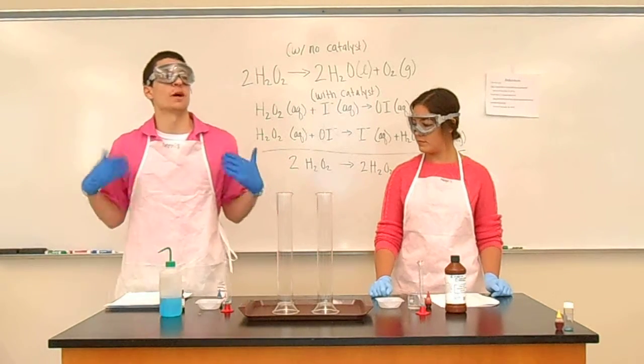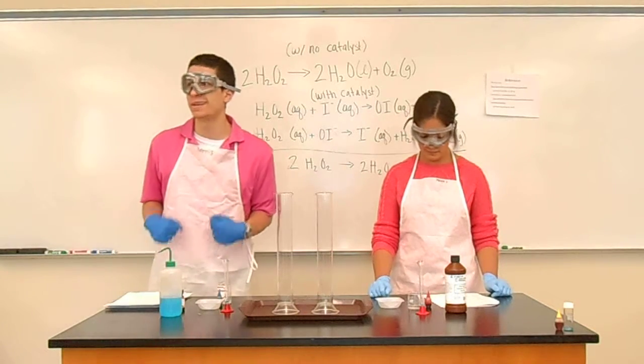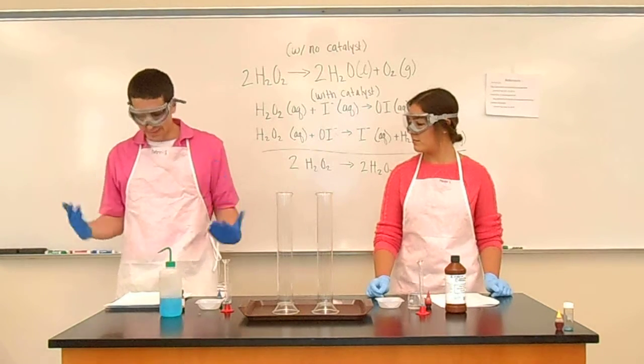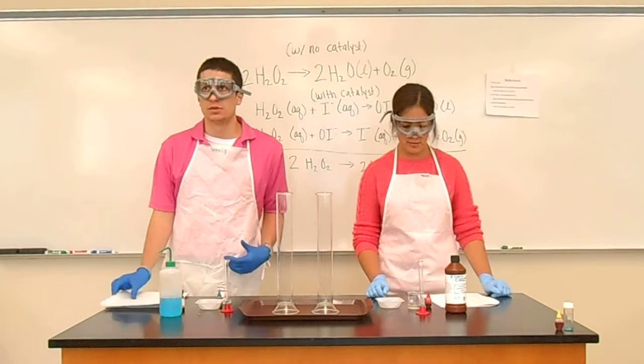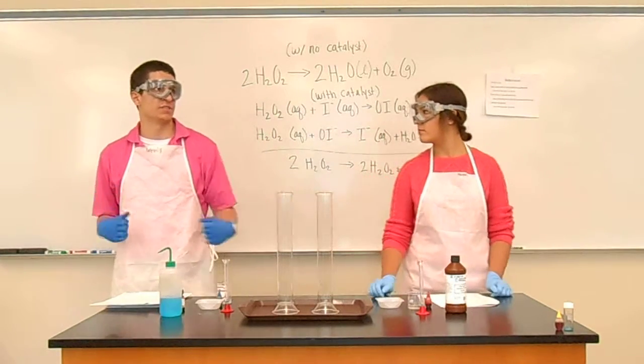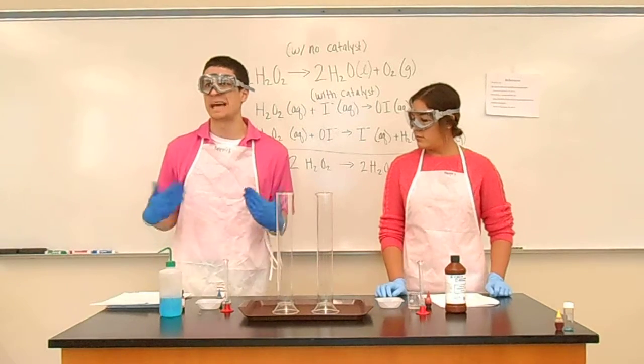And the potassium iodide we're using is a catalyst. For those who are unfamiliar with the term, a catalyst, according to chemical.com, is a substance that speeds up a chemical reaction but is not consumed by the reaction. So when we use a catalyst to speed up this reaction, you'll still be able to recover the potassium iodide chemically at the end.